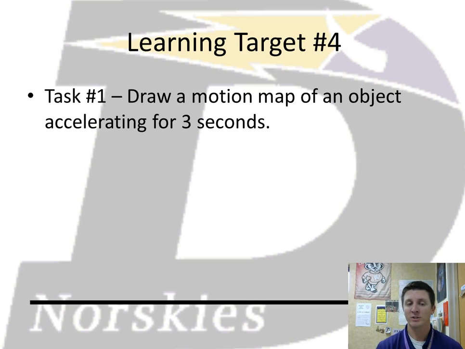In your notes, I want you to complete these tasks, and we will review these in class together, and I'll be looking for these when I come around and do your note check. Task 1, I want you to draw a motion map of an object that is accelerating for 3 seconds. So that should be a pretty simple motion map. Think about what you have to change to show that the object's accelerating in this case.